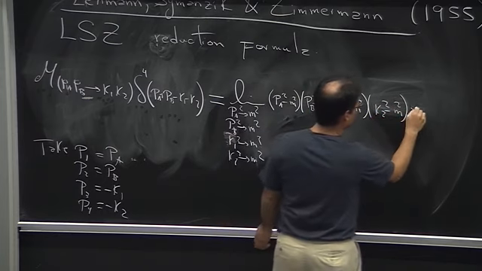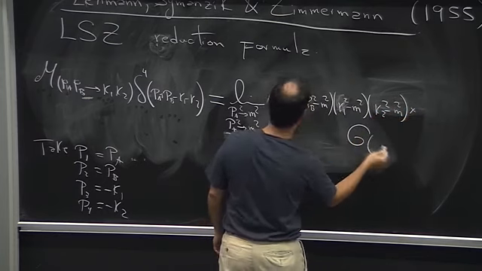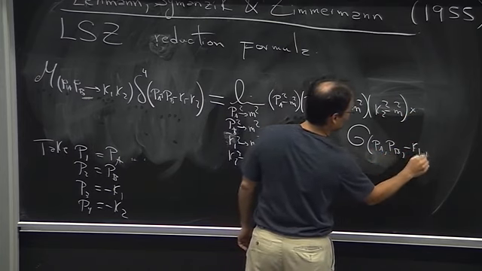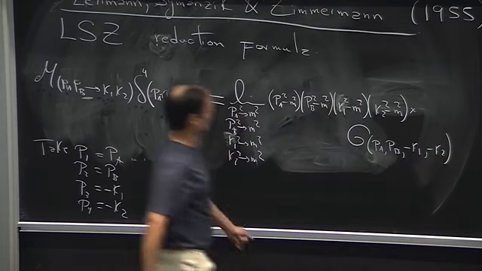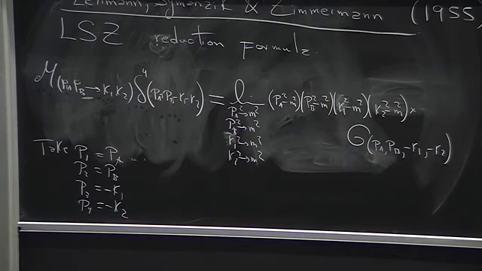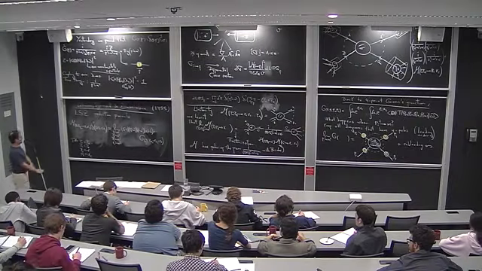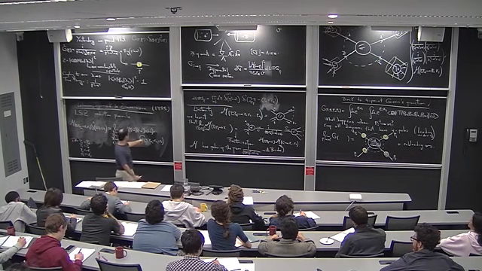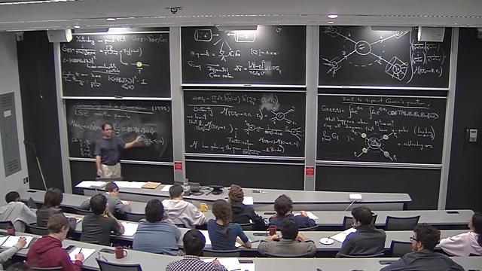Okay? Times our Green's function evaluated at PA, PB minus K1 minus K2. Okay? And that, my friends, is the LSZ reduction formula. So that's how we get the objects that we have to put into the cross sections from the objects you already know how to compute.